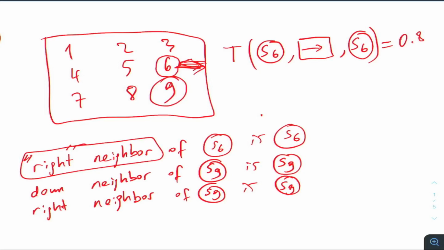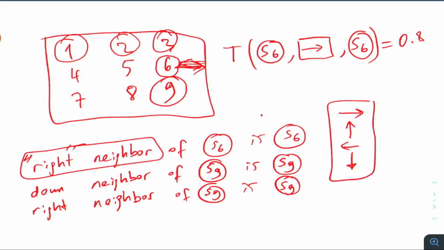And you can write the same thing for each one of them. Each state has right, up, left, and down neighbors.